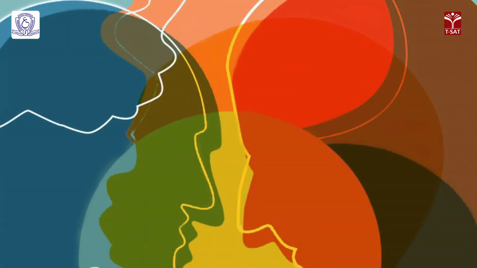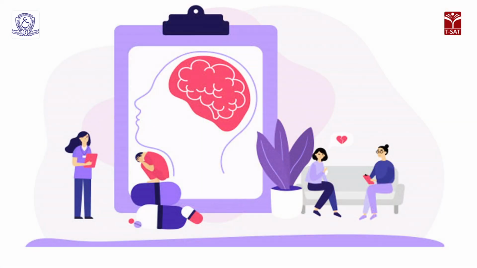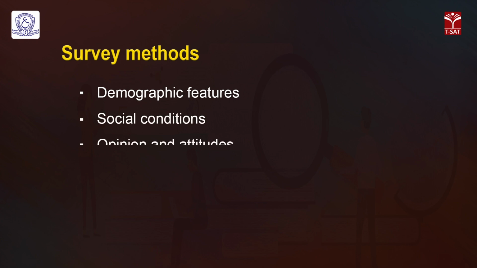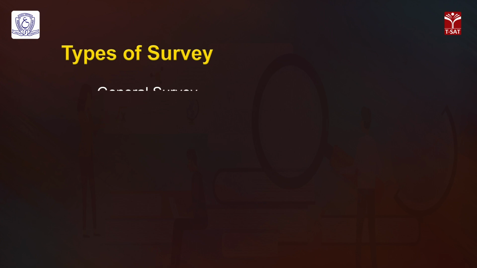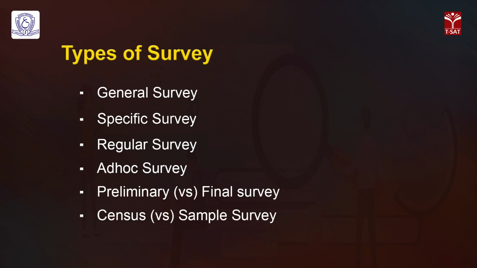It is designed to study the relation of some aspects of human life. It helps the scientist by forming a basis for further research. It describes the phenomena to a scientist in a descriptive way by providing large amounts of information, which can later help in hypothesis formation. The survey method also explains the determinants along with the description, which can be further divided into demographic features, social conditions, opinions, and attitudes. Now, what are the different types of survey? A general or a specific survey, a regular or ad hoc survey, a preliminary and final survey, and a census and sample survey.